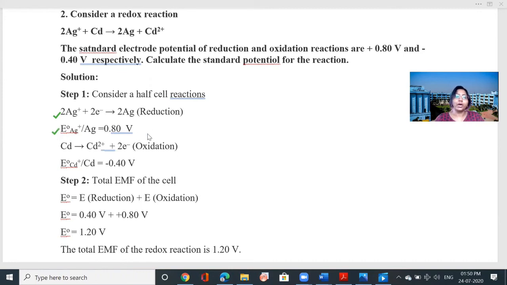that is 0.8 volt. For cadmium, that is the oxidation as it releases the electrons. Okay, so here it is given minus 0.4. So first you have to take the reduction. The reduction value is given, that is 0.8 volt, and for the oxidation the value is 0.40 volt. So now what is our formula?